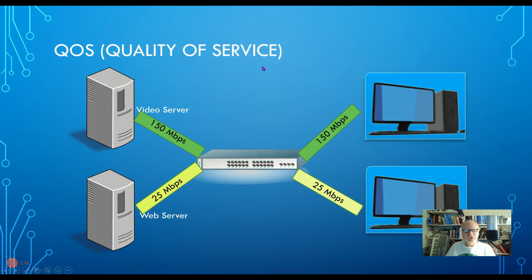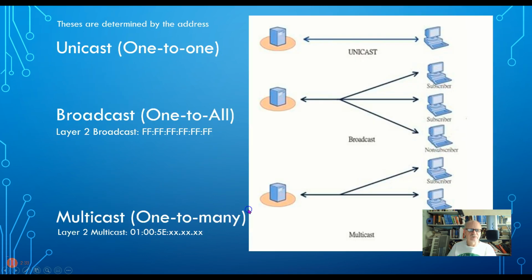Here's something else that switches can do that bridges, by the way, did not do, and that is something called QoS, or quality of service. So I can configure these ports such that certain types of information, say video information or phone information, is faster and gets a higher priority than, say, web pages down here at a lower priority and lower speed. So that's called QoS, or quality of service.